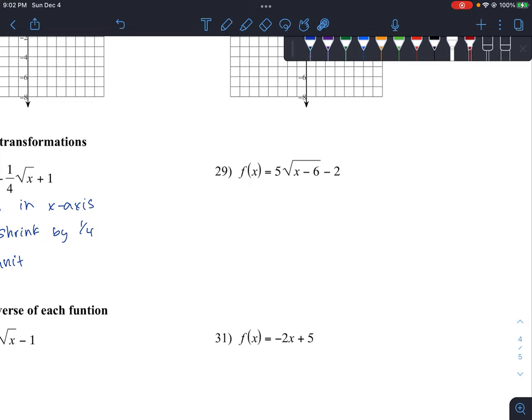For 29, I see 5. I see 3. So multiply by 5, minus 6 underneath the radical, minus 2 on the outside. So vertical stretch by 5. That's going to be to the right 6 units, and then down 2 units.